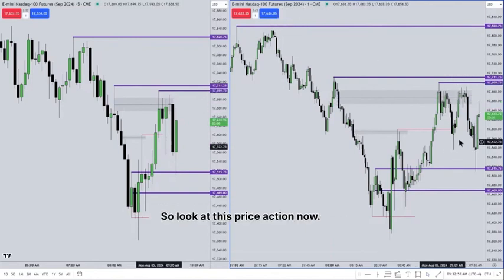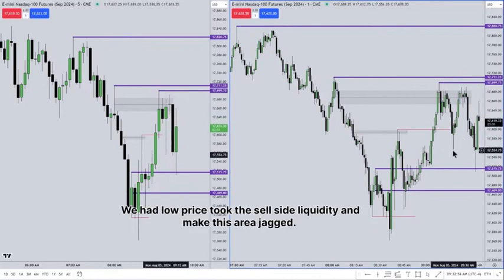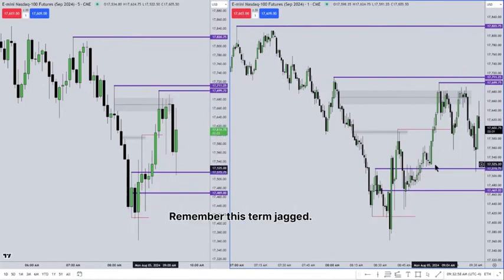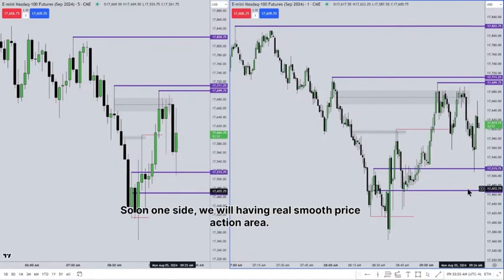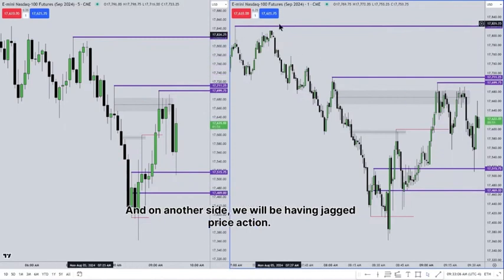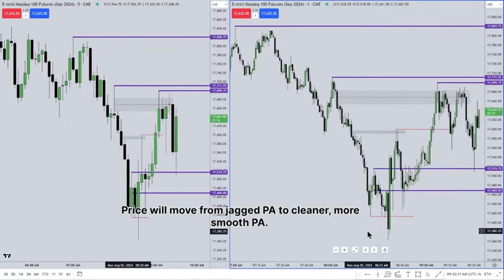So look at this price action now. We had a low. Price took the sell side liquidity and made this area jagged. Remember this term, jagged? Jagged, I love this term. So on one side, we will have real smooth price action area, and on another side, we will have jagged price action. Price will move from jagged PA to cleaner, smoother PA.